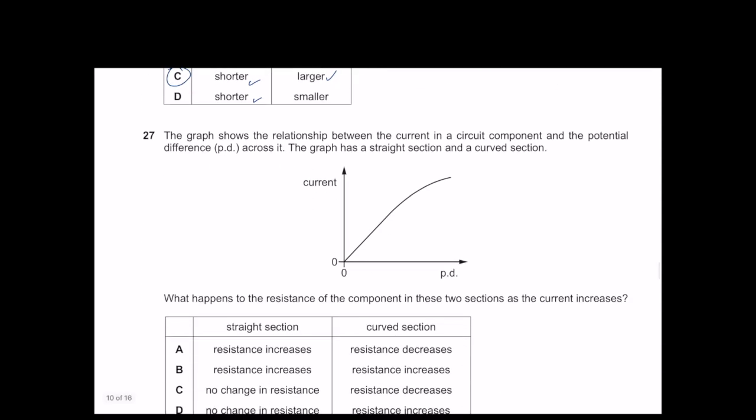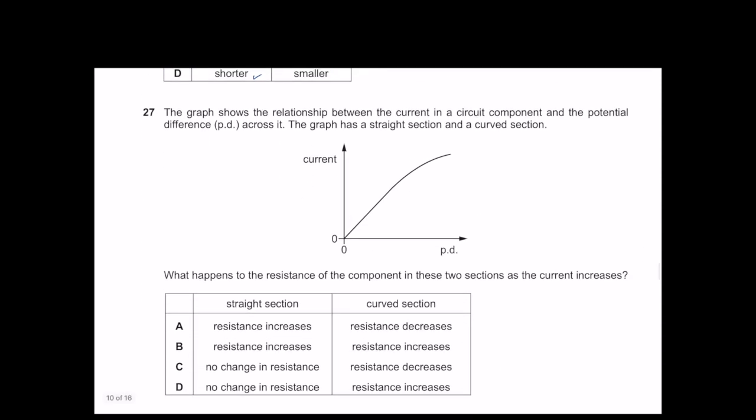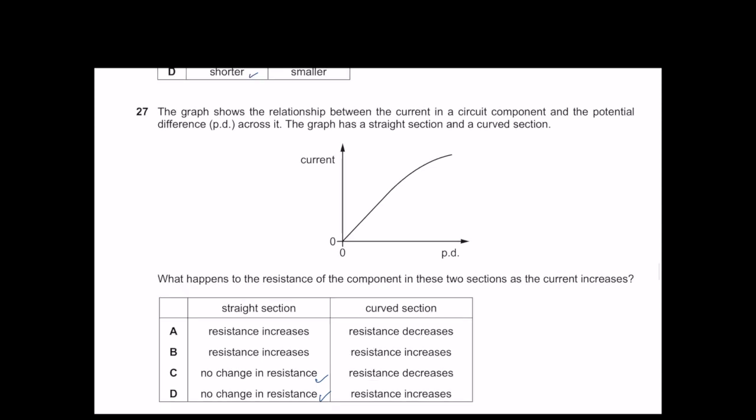In question 27, the graph shows a relationship between the current in a circuit component and the potential difference across it. The graph has a straight section and a curved section. What happens to the resistance of the component in the two sections? In the straight section, because the slope is constant, I'm going to choose constant, so no change. But in the curved part, be careful, because we have an idea here.